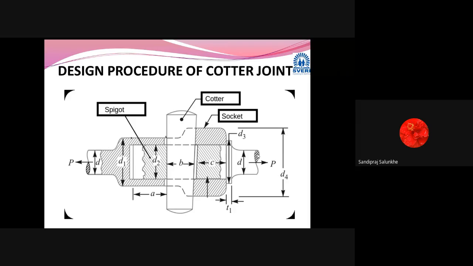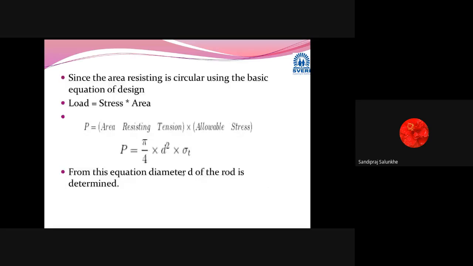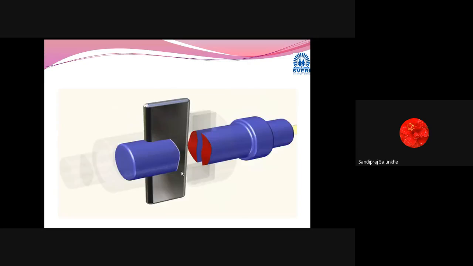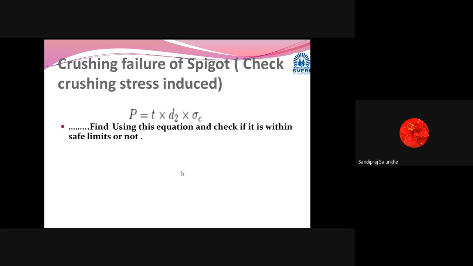Now this socket, inside which this spigot is going to insert, and we are going to put this cotter pin, and hence it is able to take the tensile load. That is what the concept of this joint is, and this joint is used to handle the tensile load. Now, as we have seen all these things, we are going to start to find the dimensions of the socket.